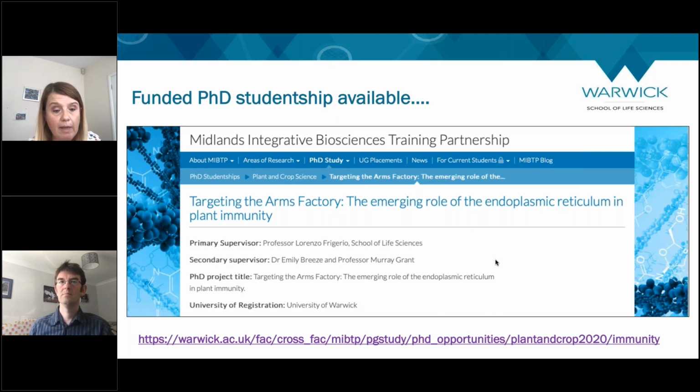But I would caveat that by saying that we also don't see changes in stable lines when we alter the expression of reticulons either. It's almost as if the plants adapt to having altered reticulon expression and adapt their ER accordingly, so the same thing might be going on when we try and make stable lines of the effectors.